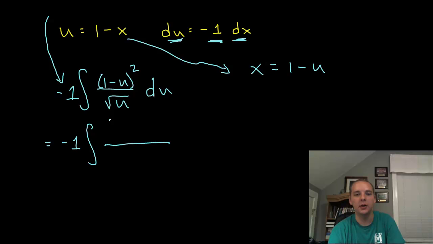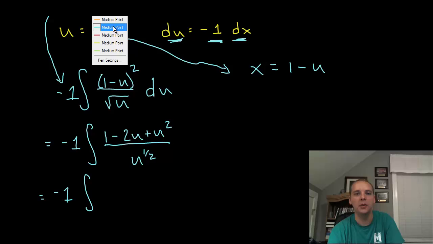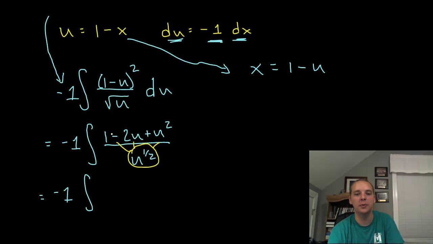The integral of, FOIL the top, 1 minus 2u plus u squared, divided by u to the 1/2. That's square root of u. Then we have minus 1. And we're going to take this and break it apart into 3 separate fractions over this minus and plus right here.